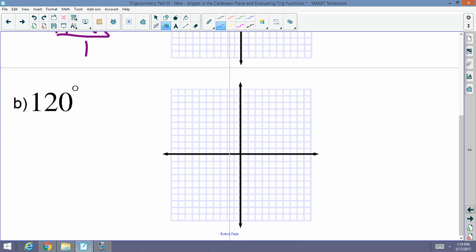120. Well, I went 90 and 30. So this time I'll do it in blue. What's my reference angle? There it is, baby. Does that make sense? And now this will be 60, this will be 30, correct? So this is negative 1, this is square root of 3, and that's 2. Are you seeing that?